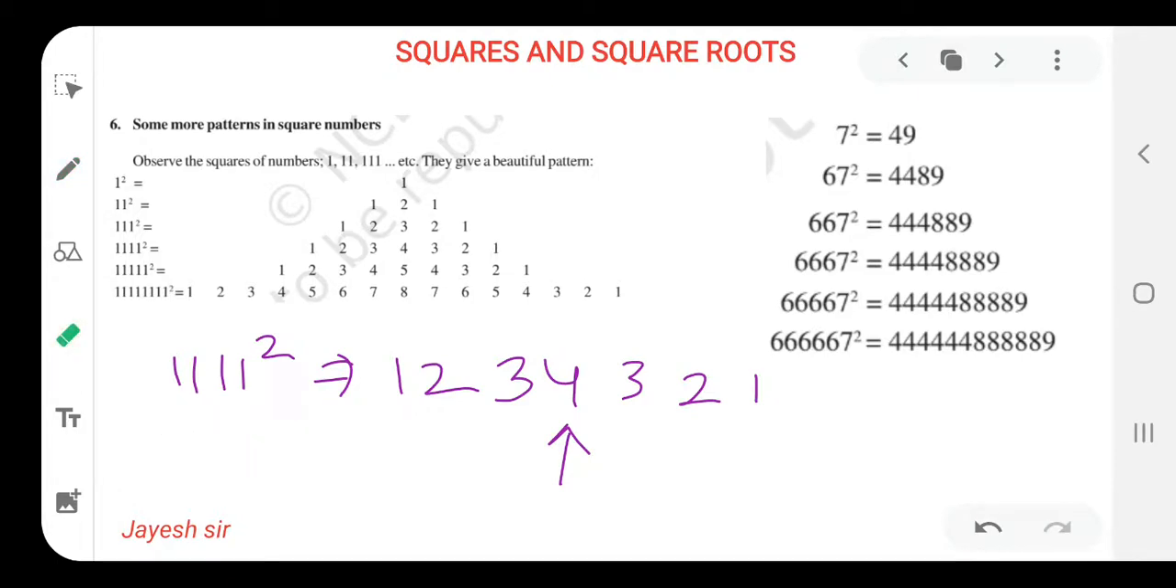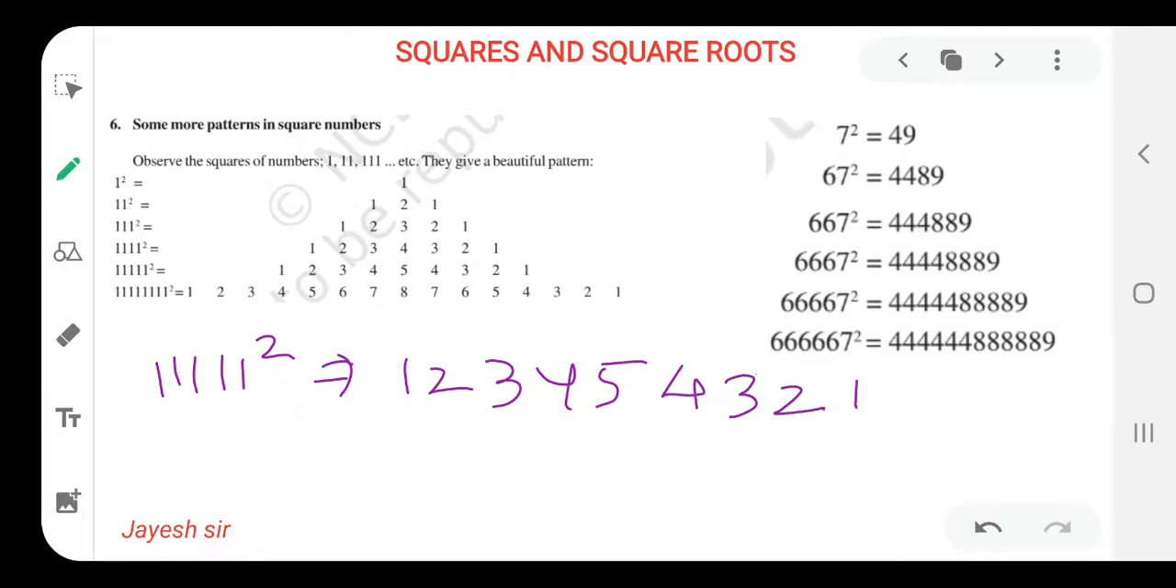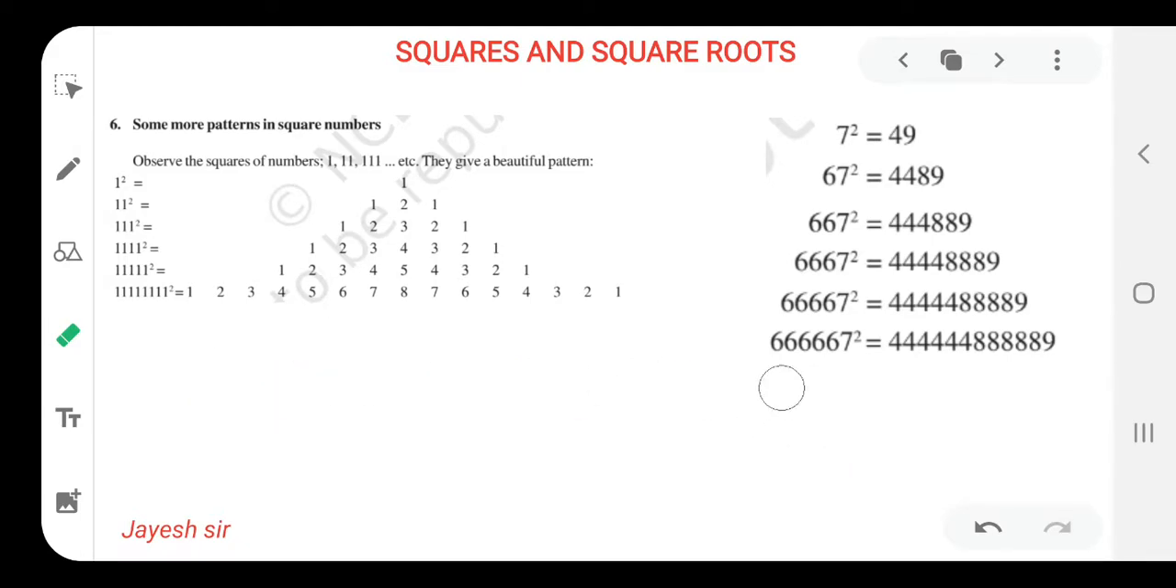Similar thing we can do with 5 times 1. The ones are 5 times, then 1st floor, 2nd, 3rd, 4th, 5th floor. Afterwards we'll start coming down: 4 3 2 1, the reverse process. I hope you all might be getting it, friends. In this way we can do as many ones as we want. The number should only be made of 1. That is the only thing you have to keep in mind.